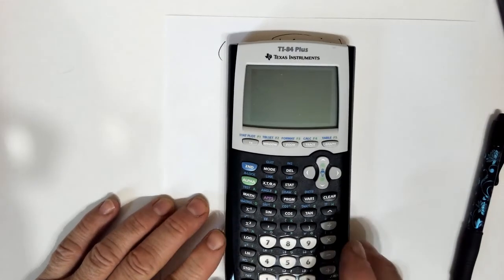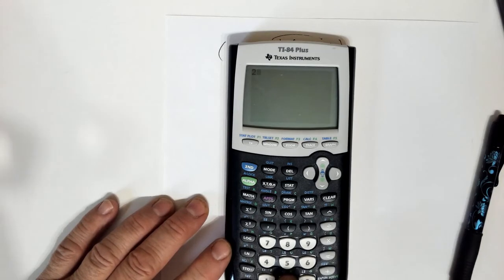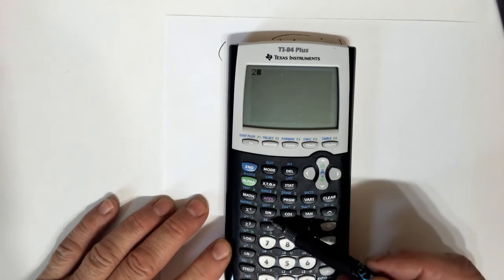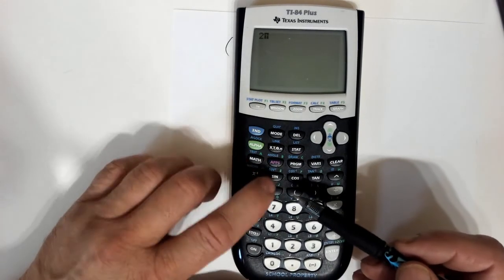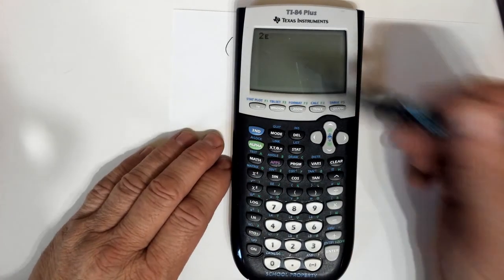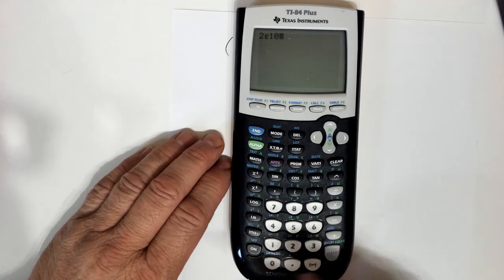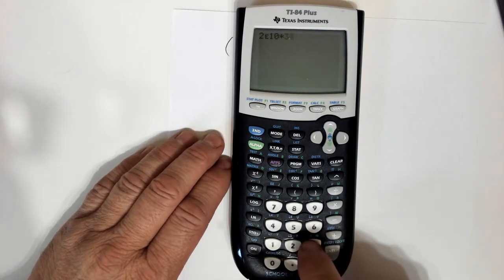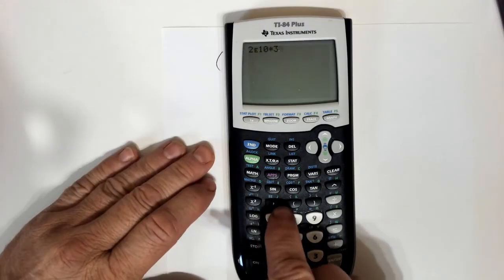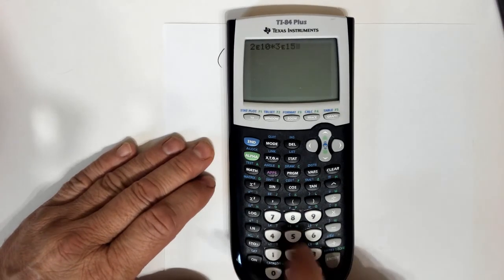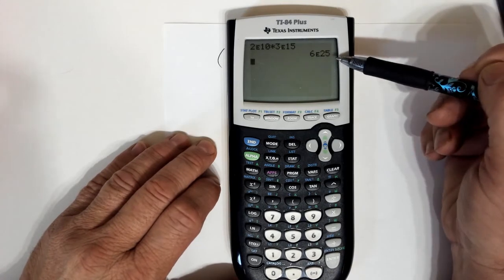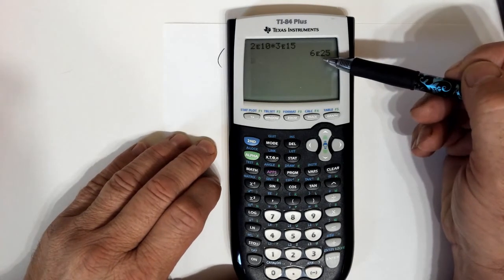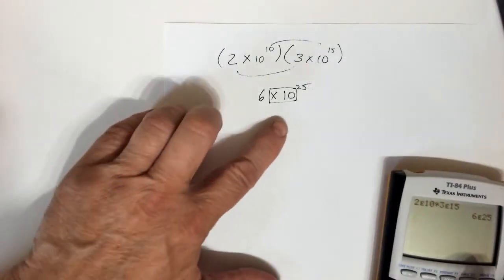Okay, really quick, all you have to do is 2. Now again, it has EE, but it's hidden up above, so you have to go Shift EE, and the E shows up, and we have 2 times 3 Shift EE 15, and then enter. And it gives me 6E25. I have to remember that when I write down the E, it really should look like a times 10.